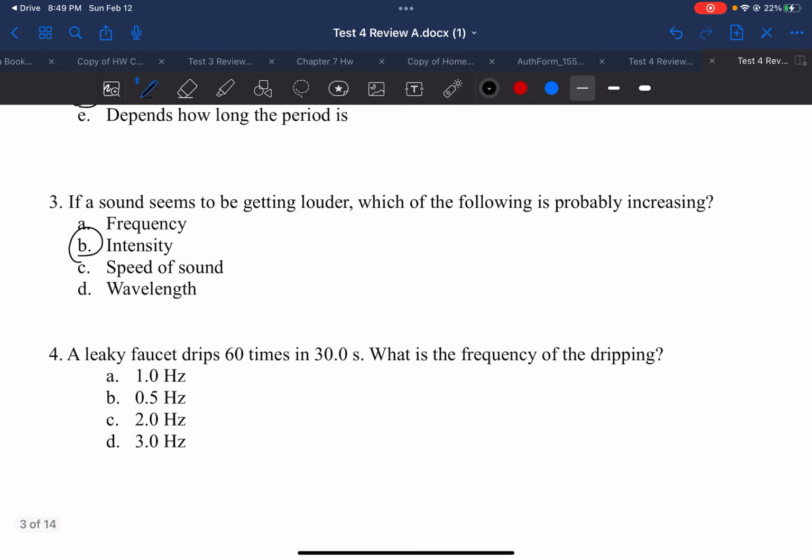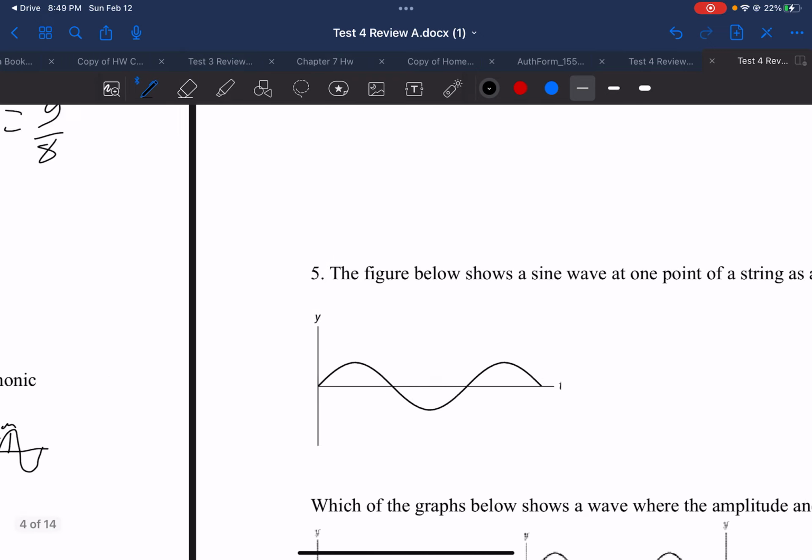A leaky faucet drips 60 times in 30 seconds. What is the frequency of its dripping? Frequency is cycles per second. Total number of cycles is 60. The total number of seconds is 30. The number of cycles divided by the number of seconds is going to give us the cycles per second. The answer is going to be 2 cycles per second. That is going to be the answer.